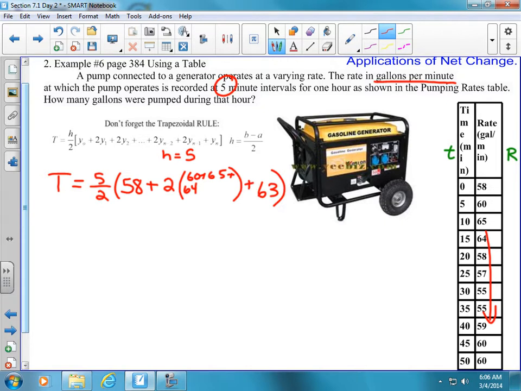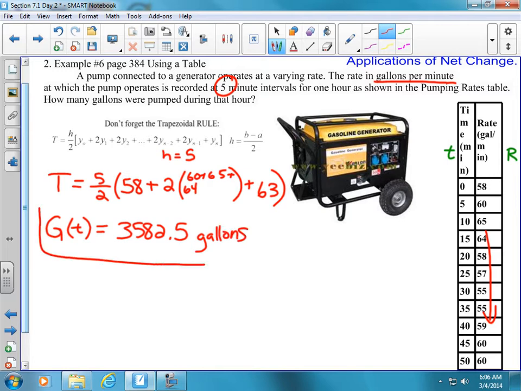Now if you calculate all this, for some reason on my paper I've used G(t) as a little function here. The number of gallons is 3582 and a half. I hope I didn't round that to a half. And this is gallons. That's how many were pumped during that hour.